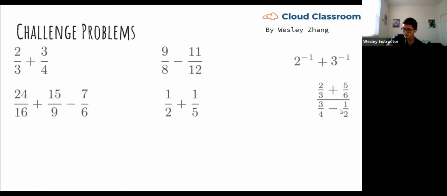So 9/6 divided by 1/4. That's really 9/6 times 4, because when we divide by a number, we multiply by the reciprocal, and the reciprocal of 1/4 is 4. So 9/6 times 4/1 gives us 36/6, and the answer is 6.